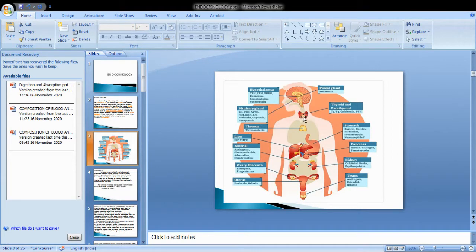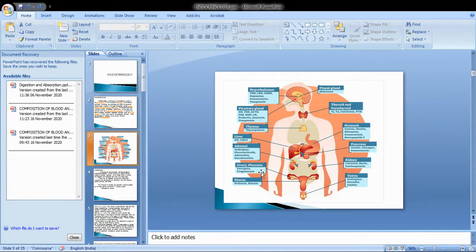The thyroid and parathyroid glands contain T3, T4, calcitonin, and parathyroid hormone. The thymus contains thymopoietin. Next, the stomach contains gastrin, ghrelin, histamine, somatostatin, and neuropeptide. The liver contains IGF. Next, the pancreas contains insulin, glucagon, and somatostatin. The adrenal glands contain androgens, glucocorticoids, adrenaline, and noradrenaline. The kidneys contain calcitriol, renin, and erythropoietin.